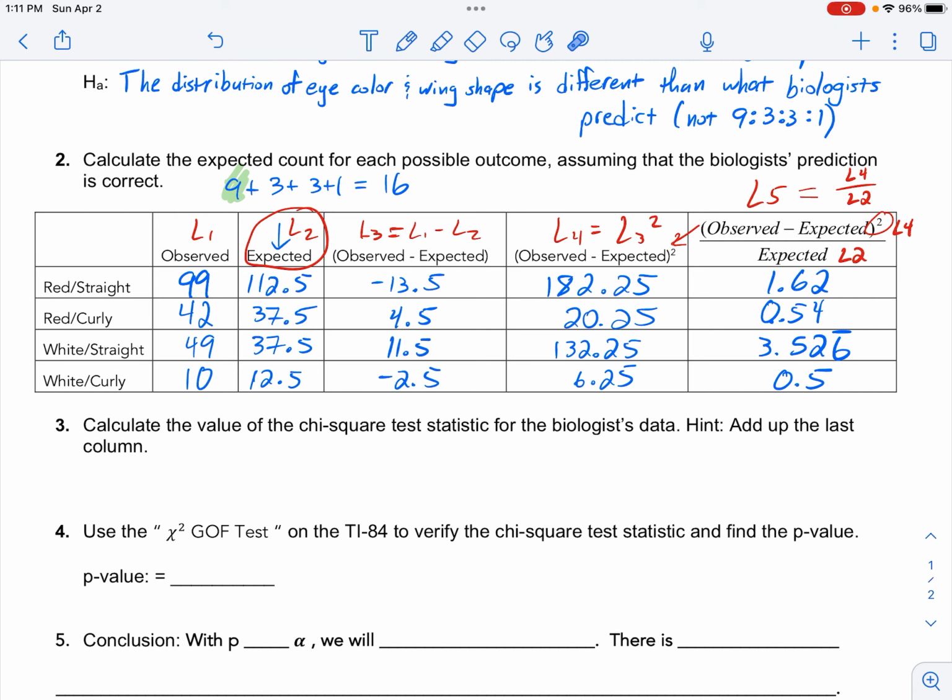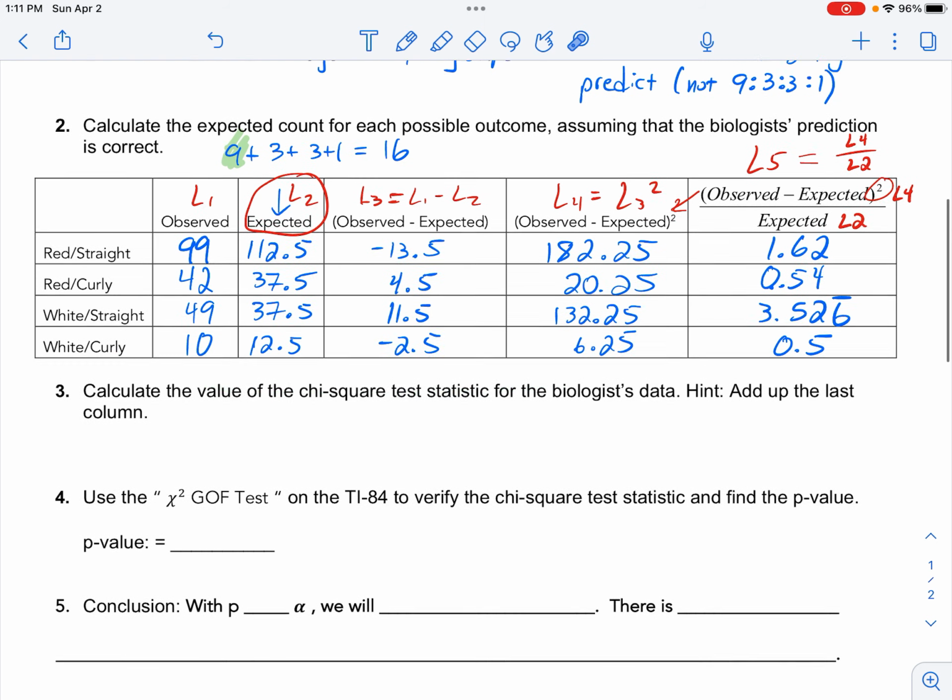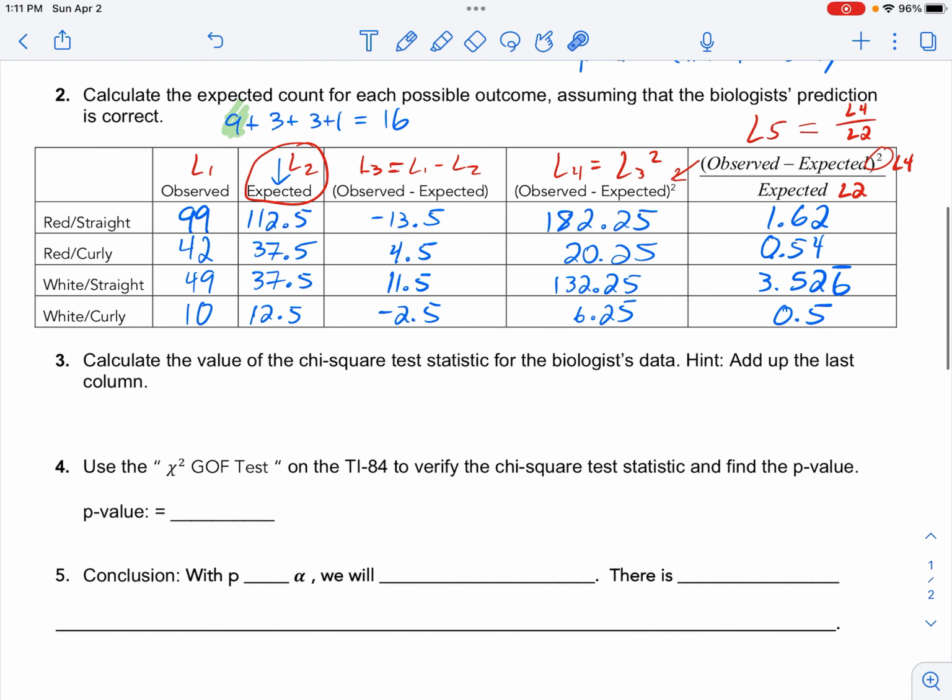What I'm trying to say is this cell here, the white with straight wings, these kind of fruit flies were the ones that differed the most from what we expected because it has the largest chi-squared value. The smallest one is 0.5, which means this type of fruit fly differed the least from what we expected. All right, calculate the chi-squared value.